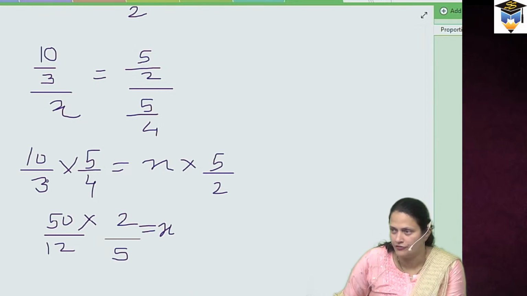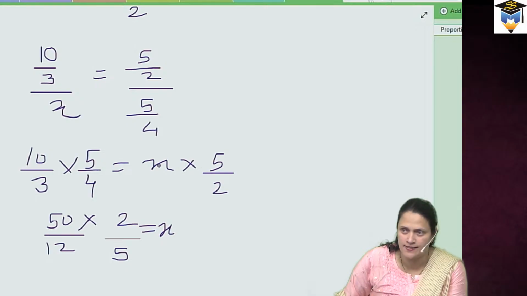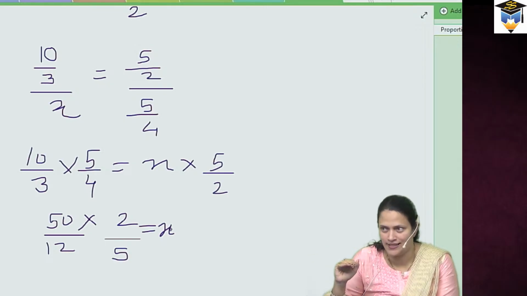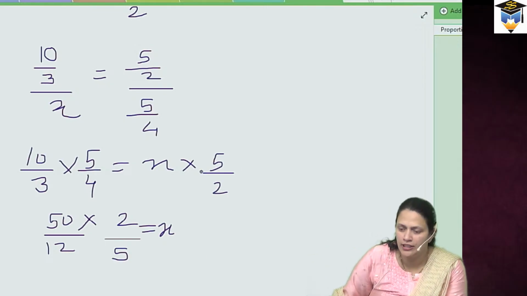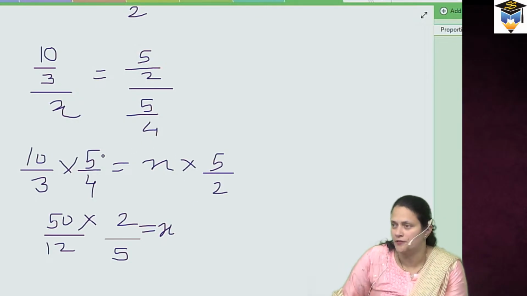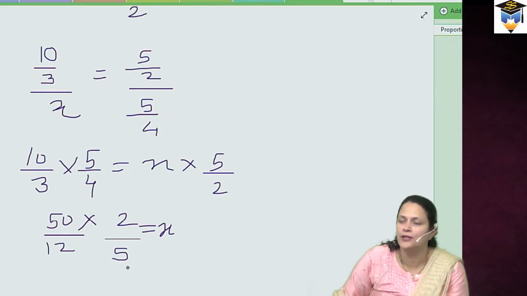50 upon 12. Now, this 2 is in the denominator. But what do we need to do? We need to find out the value of x. So, for that, I want to keep x on the right hand side. So, I'm going to take all the numbers to the left hand side. Whenever the denominator is there and if you change the side, it will go to the numerator. Similarly here, the numerator, when it changes its side, is going to be the denominator.